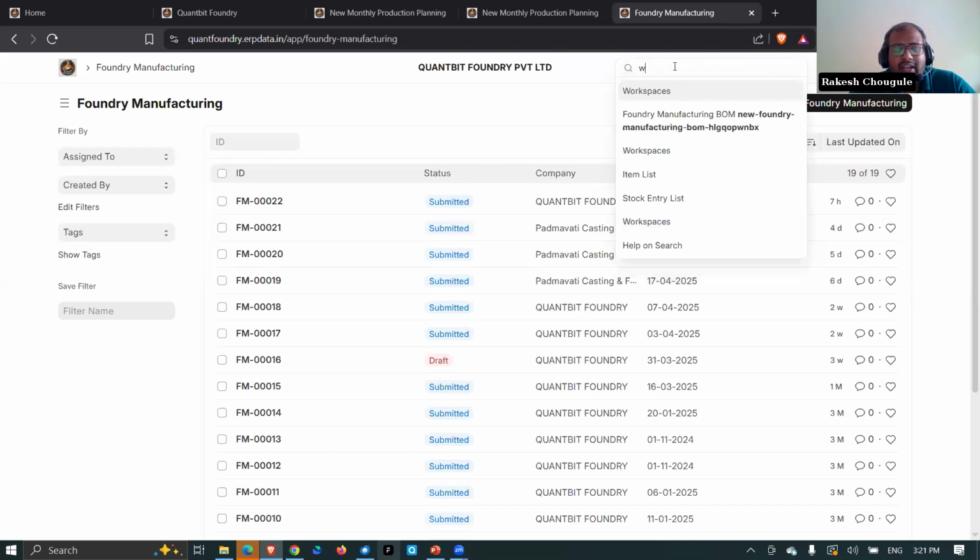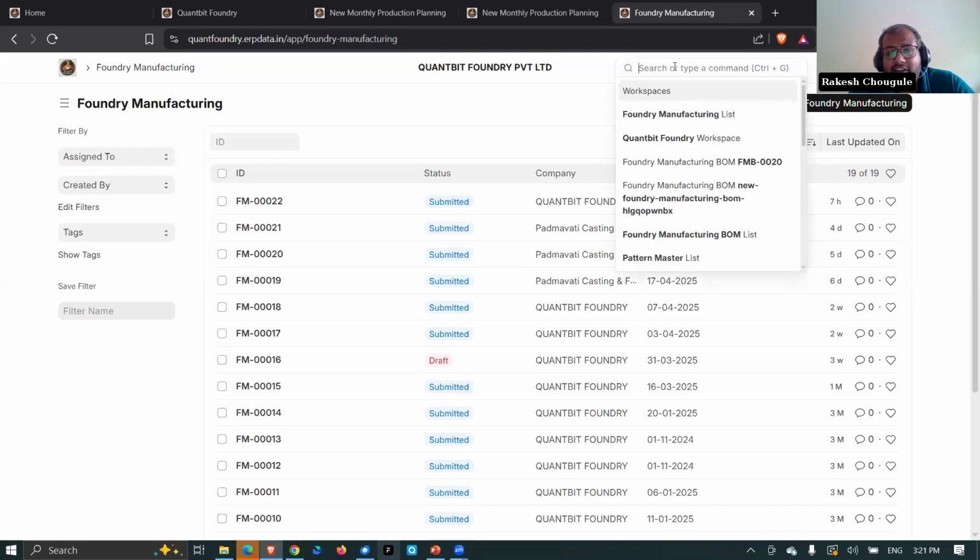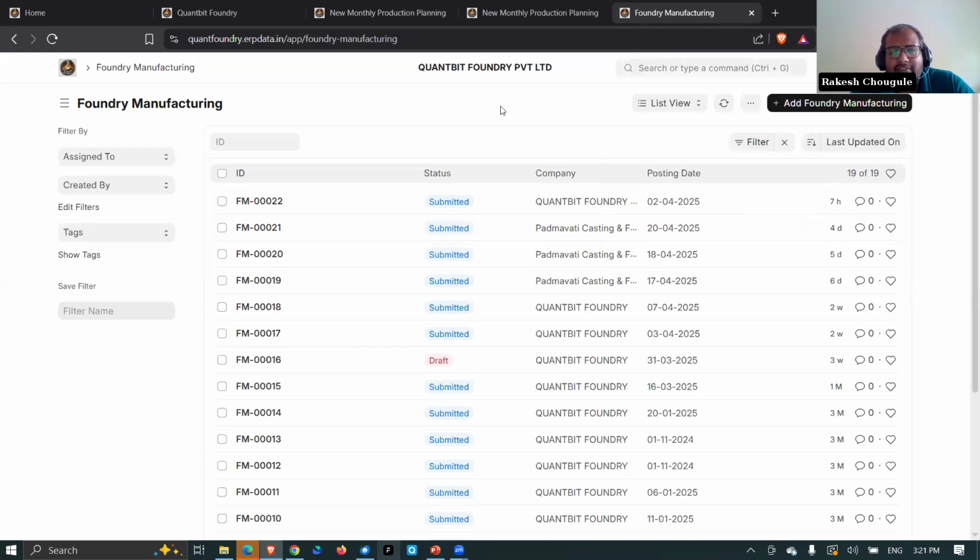There are warehouses. We have created locations according to our floor management. That is, there will be one location for shot blasting, one location for fettling, one location for melting, one location for painting, one location for dispatch. So however the casting moves on the shop floor, we move it accordingly in the system.